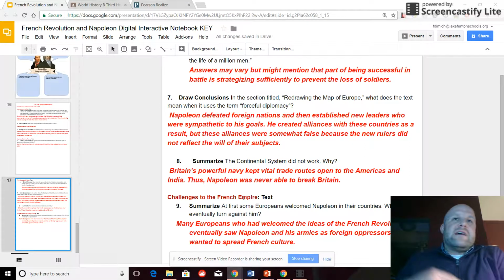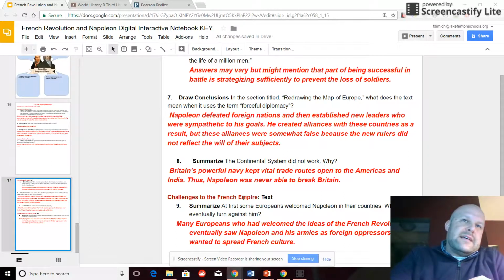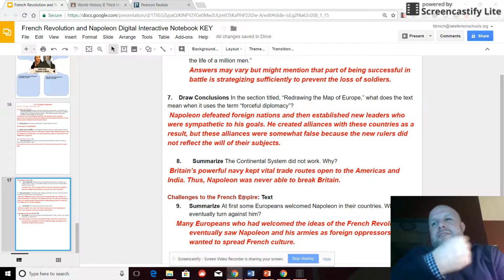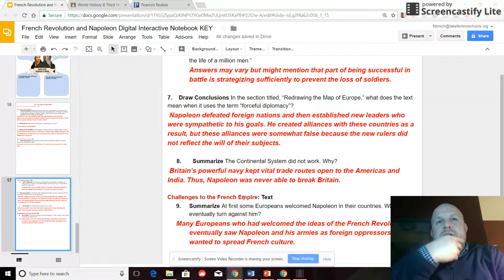And this was another part of his downfall, because, as I was talking about earlier, Britain's powerful navy kept vital trade routes open to the Americas and India. Therefore, he was never able to break Britain. So he tried to blockade Britain, but they were still able to trade with the United States, with the colonies, with their colony in India. So ultimately, the continental system did not work. It actually limited supplies coming into France more than it limited supplies to Great Britain. And that was another reason he was ultimately defeated.